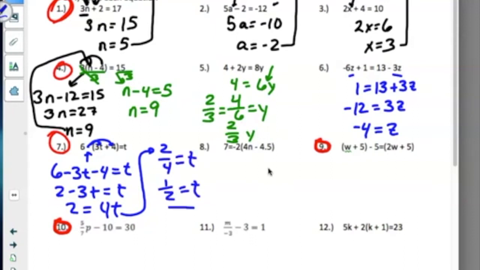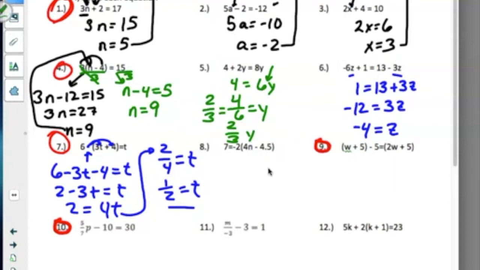So that's really my solution. 1/2 is equal to t. And I'm just going to double check. So I have 6 minus 3t minus 4, I've got -4, 2 minus 3t. That's 4t. Yep, I'm happy with that.